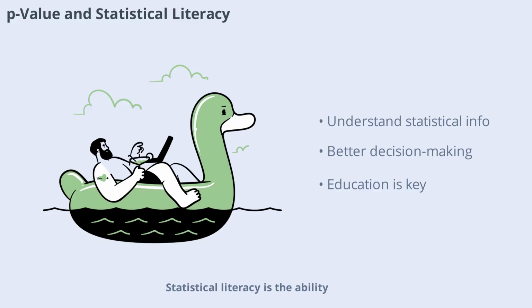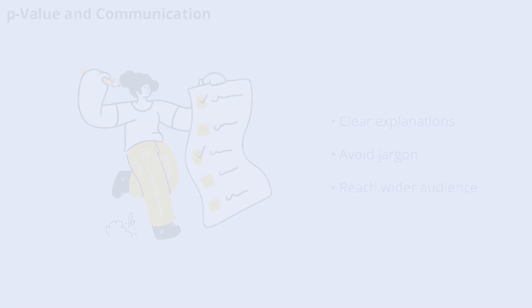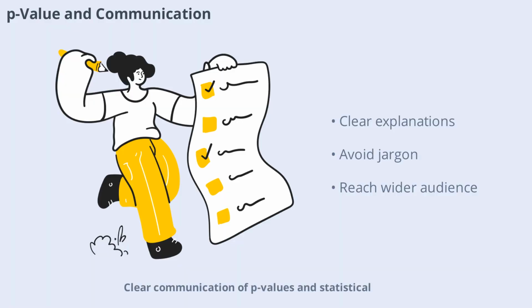Statistical literacy is the ability to understand and interpret statistical information, including p-values. Improving statistical literacy helps researchers, policymakers, and the public make better decisions based on data. Education and clear communication are key to building this important skill. Clear communication of p-values and statistical results is essential for effective science. Avoid jargon and explain what the p-value means in plain language. This helps ensure that findings are understood and used appropriately by a wide audience.